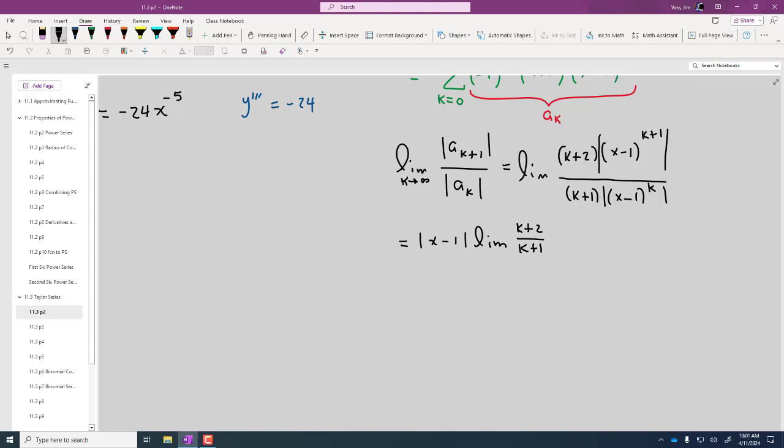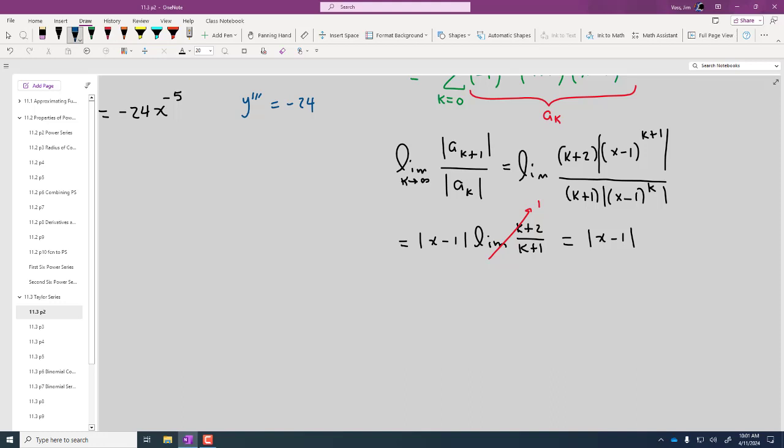And what is the limit of that ratio? What do we think that is? Everyone agree? Limit's 1. Powers of k match, so we just look at the coefficients. Quotient of coefficients is 1. So when all is said and done, this overall limit is absolute x minus 1, because this piece here goes to 1. 1 times absolute x minus 1.